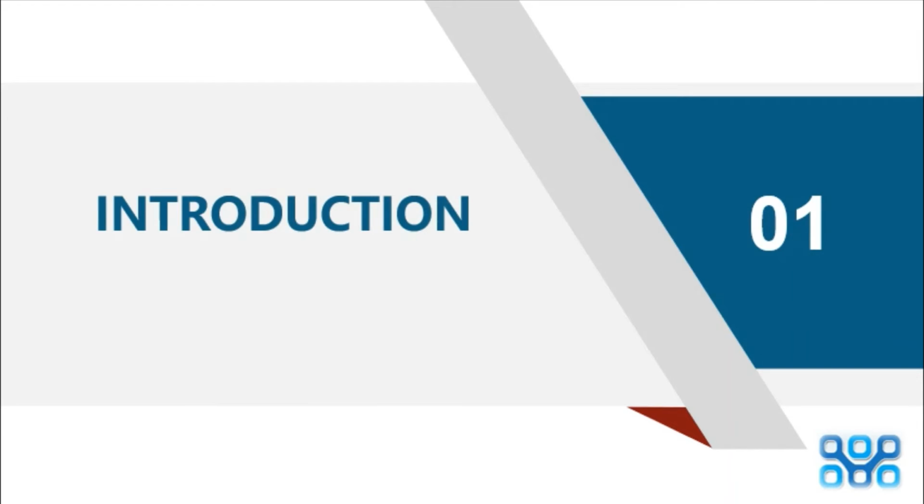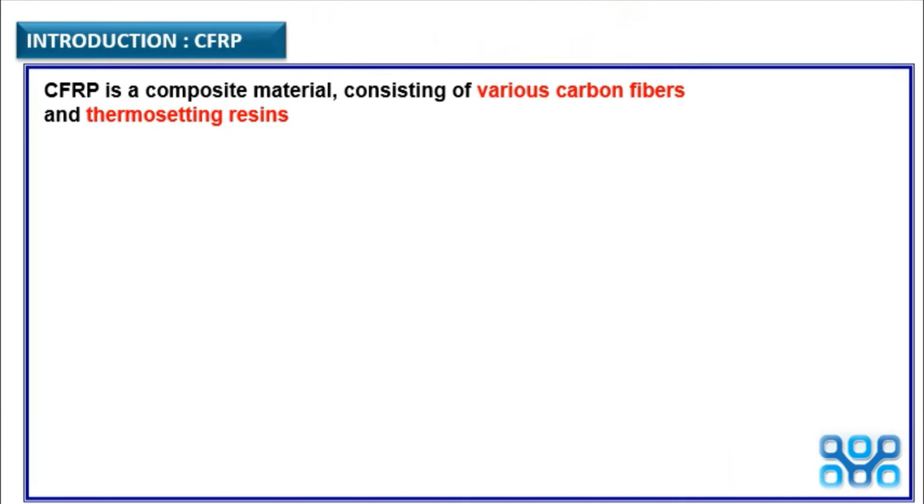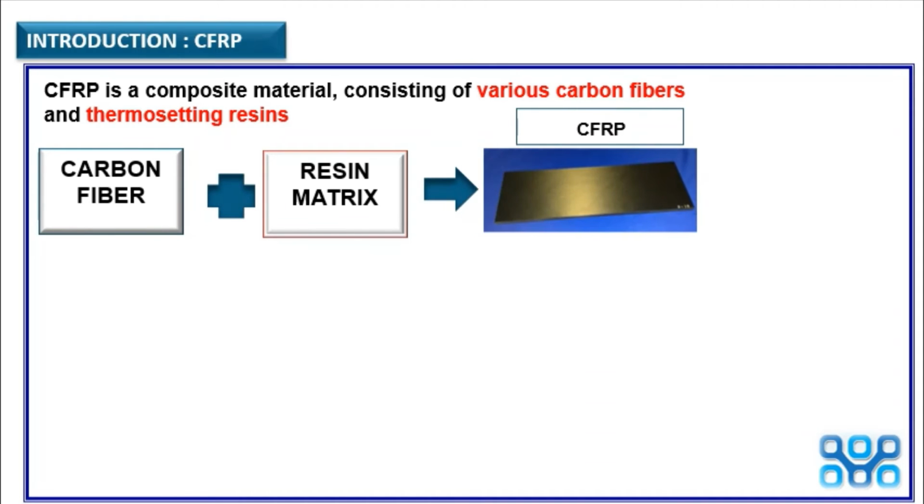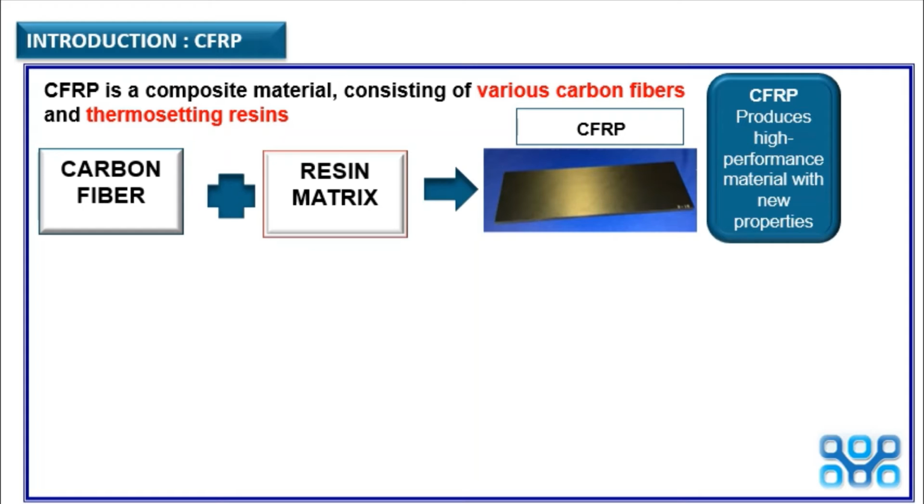Let's go to the introduction. First of all, what is CFRP? CFRP stands for Carbon Fiber Reinforced Plastic. It's a composite material consisting of various carbon fibers and thermosetting resin. In the animation, the carbon fiber and the resin matrix are combined to make the CFRP, which will produce a high performance material with new properties.